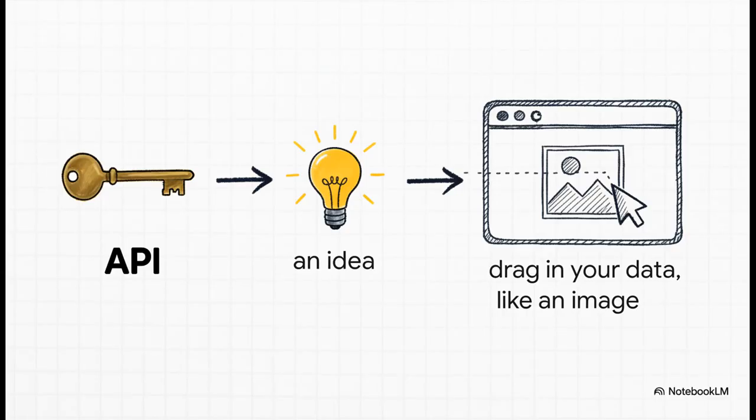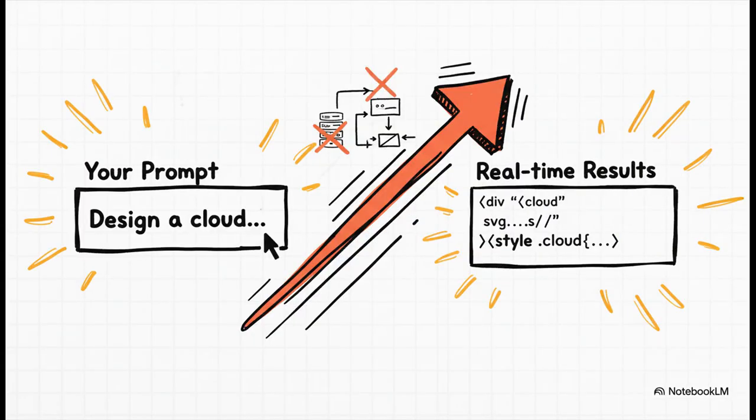So the whole thing kicks off with something really simple, an API key. You can think of it as your own personal password to access a seriously powerful AI model. Then you just take your idea, let's say you want an app that can understand what's inside an image, and you literally just drag and drop that image file right into your browser. And boom, just like that, you're prototyping.